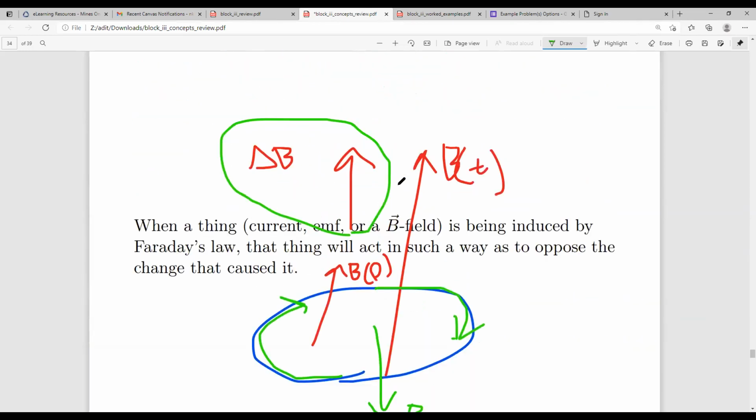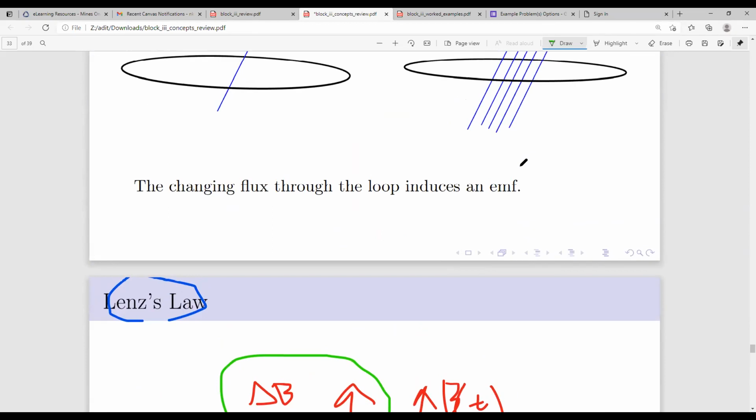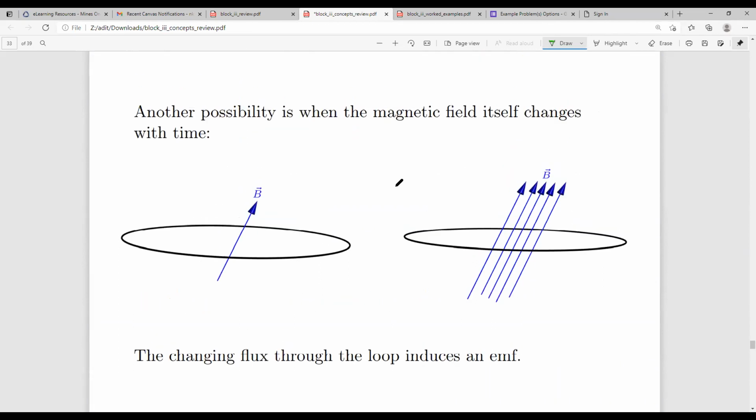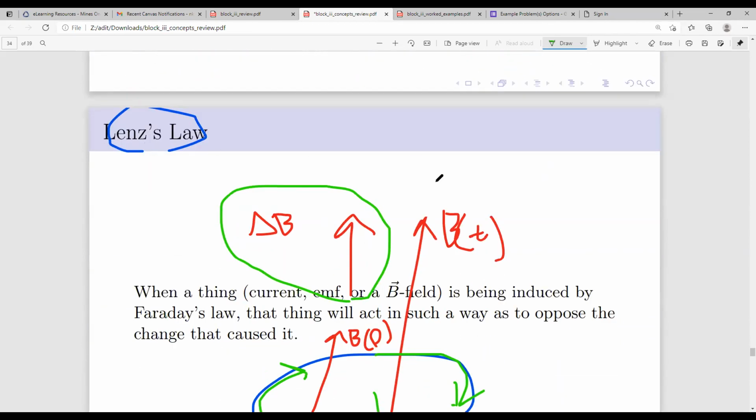We could hypothetically not worry about Lenz's law and just keep careful track of what's happening to the fluxes and the signs of those fluxes and the directions of the EMFs, but that's tedious. So Lenz's law is super duper helpful.